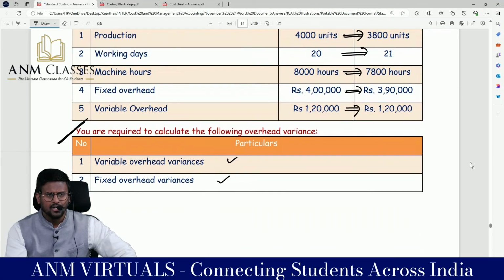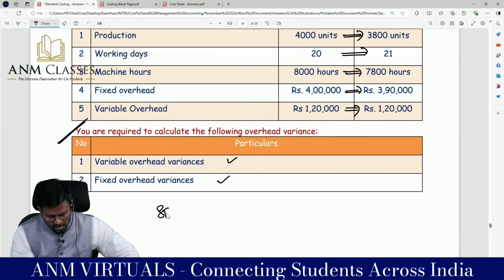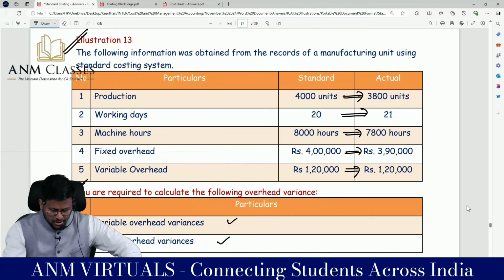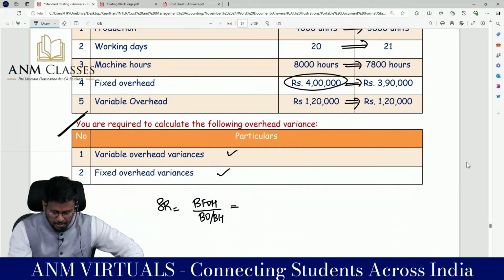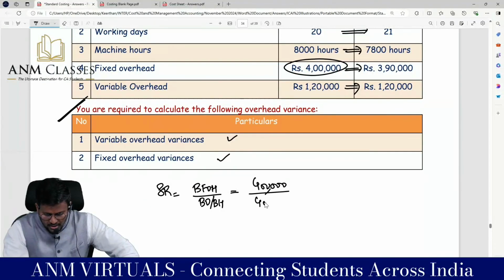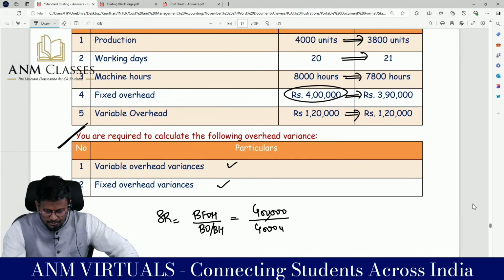First we have to find the standard rate, right? Sir, standard rate is equal to BFOH divided by BO or BH. I will calculate both together. Okay? What is the BFOH? Budgeted fixed overhead, 4 lakh is the budgeted. They have said standard, and standard means budget, right? Divided by what is the BO? 4000 units. Correct? Comes to 100 per unit.